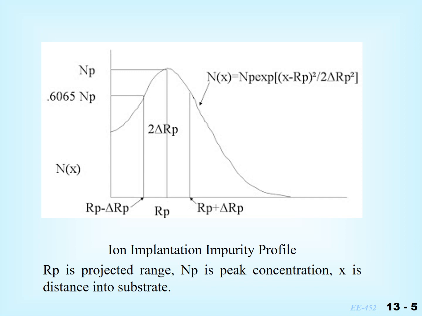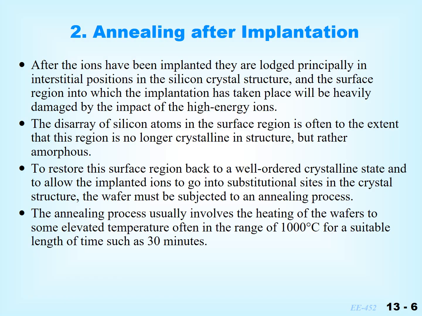You can see that the x-axis is the distance and Rp is the projected range. That is, the ion will have some projected range inside the substrate where the concentration will be maximum. But of course, from that maximum, the concentration will decrease as we move away from the projected range. So it will have a maximum peak at a certain point, and there will be variation in a Gaussian profile manner as we move away from this distance.